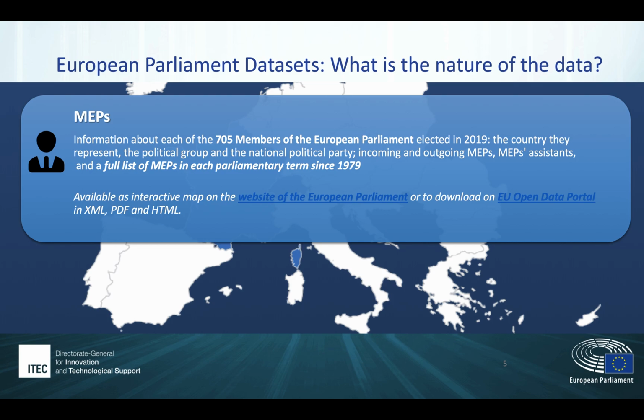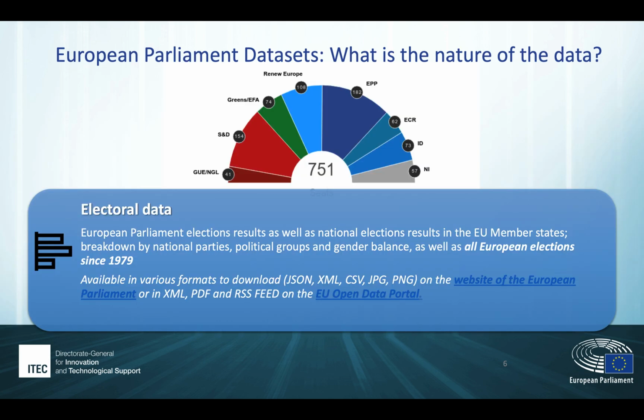Then moving on, the next data set is about elections or electoral data, where we do have quite a lot. It contains information about European Parliament elections as well as national elections in the EU member states, and it is there for all European elections since 1979. So in general, this type of data is available in various formats for download.